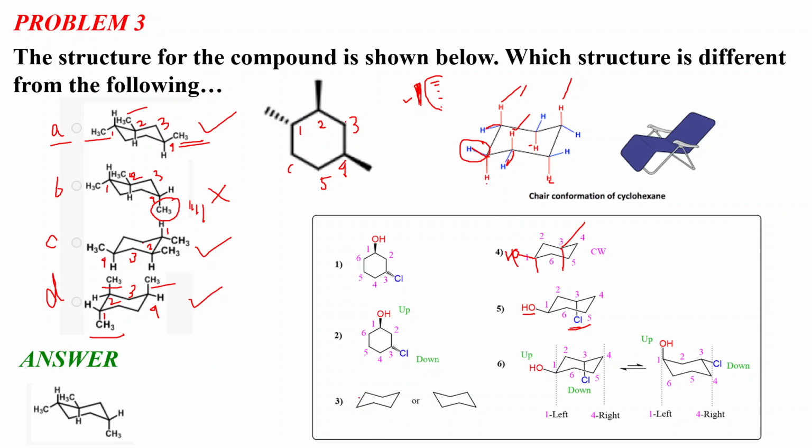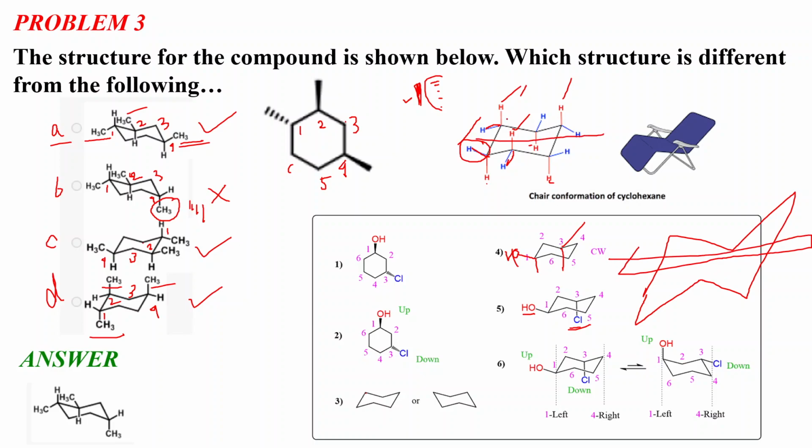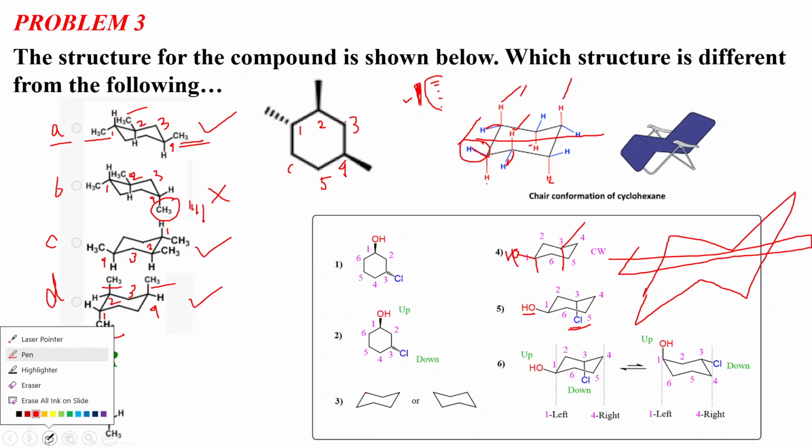If you can imagine a plane here, through this carbon, this carbon, this carbon and this carbon, these 4 carbons, if you think about it, there is a plane here. This drawing is very bad, but let's try to figure it out. Imagine a plane cutting this molecule in half. If the bonds are pointing upward to that plane, it will be bold, and if the bonds are pointing downward to the plane, it will be dashed, okay.